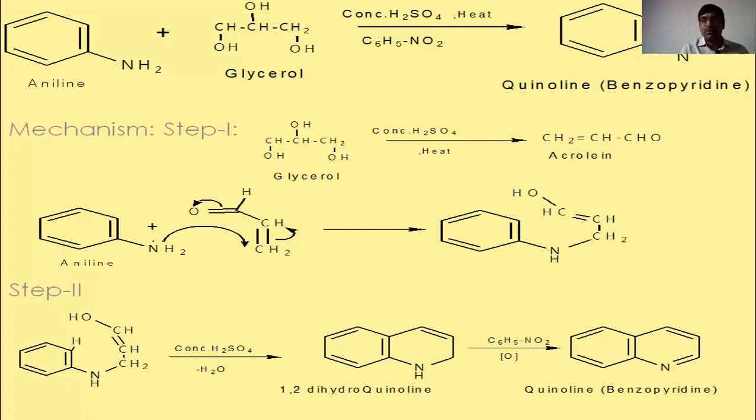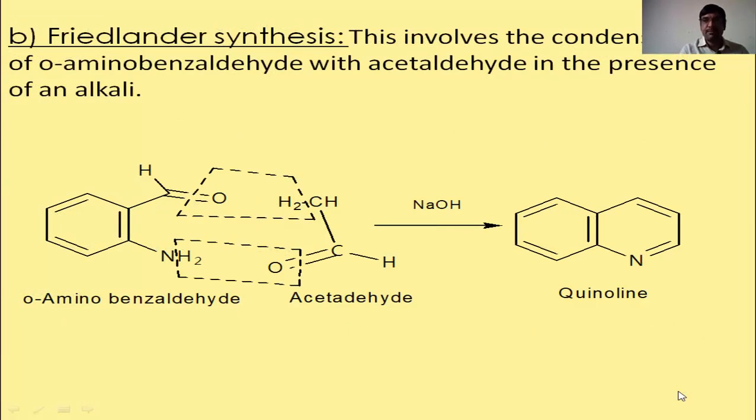Again we have to remove one hydrogen molecule, H2. For that we require nitrobenzene, which is an oxidizing agent. One hydrogen from here, one hydrogen from here gets removed with the help of nitrobenzene, and finally we will get the quinoline as our desired product.